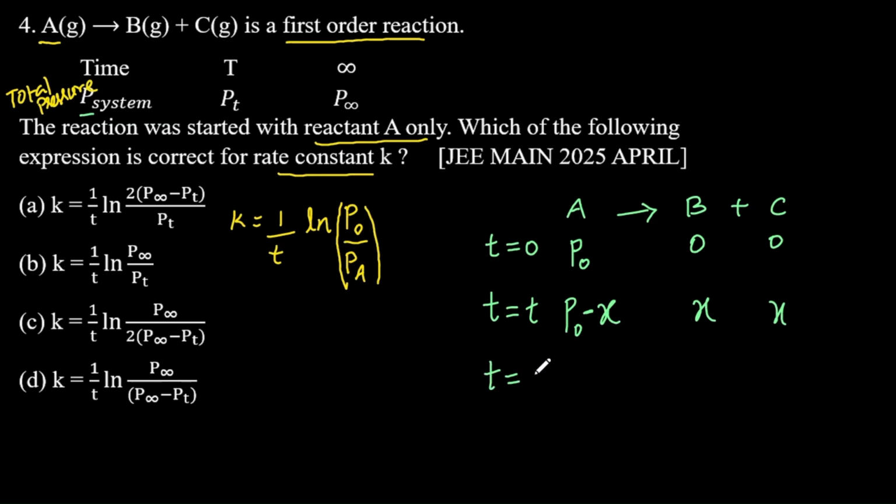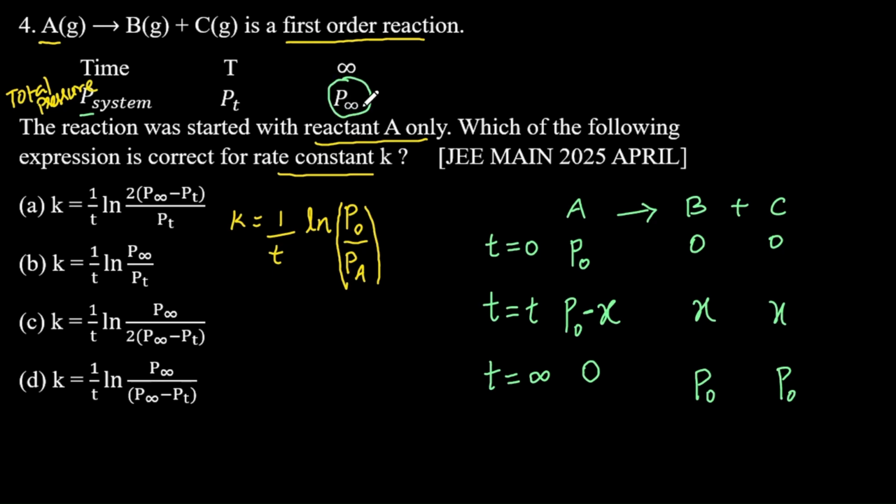So at time t equal to infinite, the reaction is fully completed. The concentration of reactant A is 0, and the products are fully formed. So the pressure of B is P naught and C is also P naught, because they have the same coefficient. Now in the question, what is given?